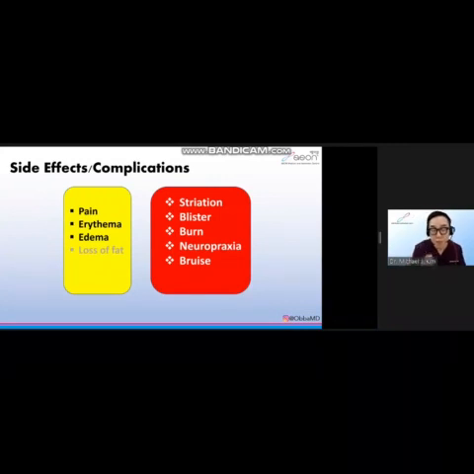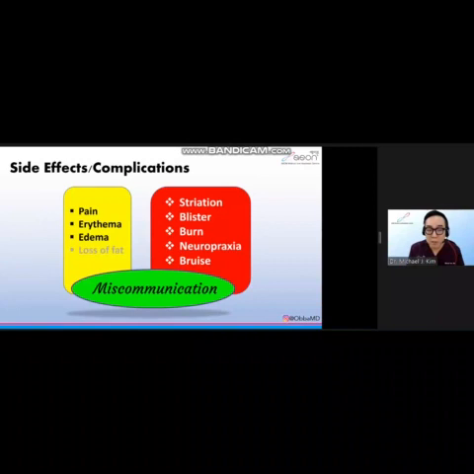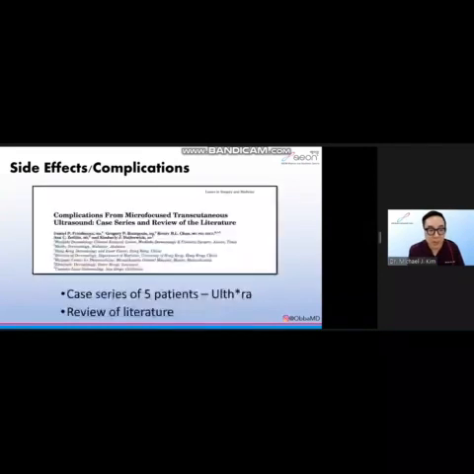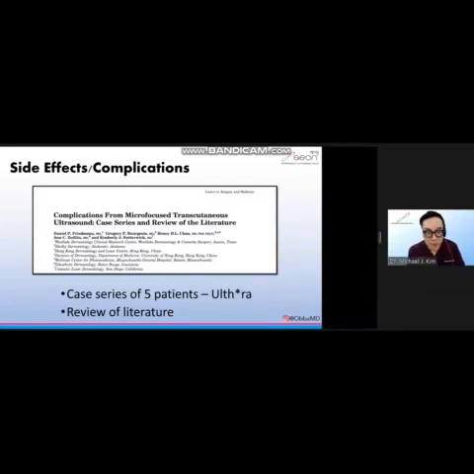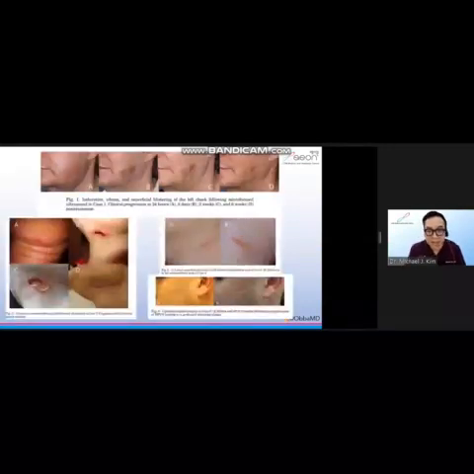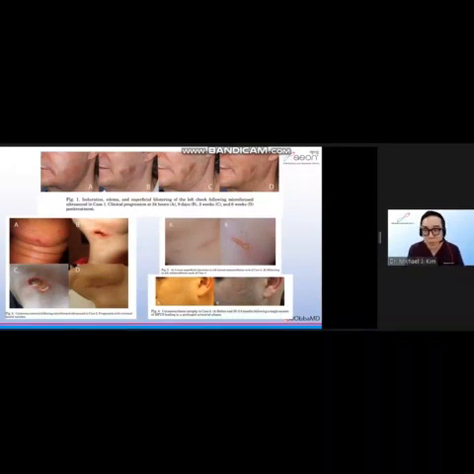Remember, you have to communicate with the patient about whether they want to lose fat or not. Striations, blisters, burns, neuropraxia, bruise, these are all very rare side effects. There is this interesting paper with a case series of 5 patients, and they did a review of literature. These are very unique and rare cases of severe complications, which most of us have never seen and hopefully will never see. But it's important and necessary to inform the patient of the worst case scenarios before the treatment.